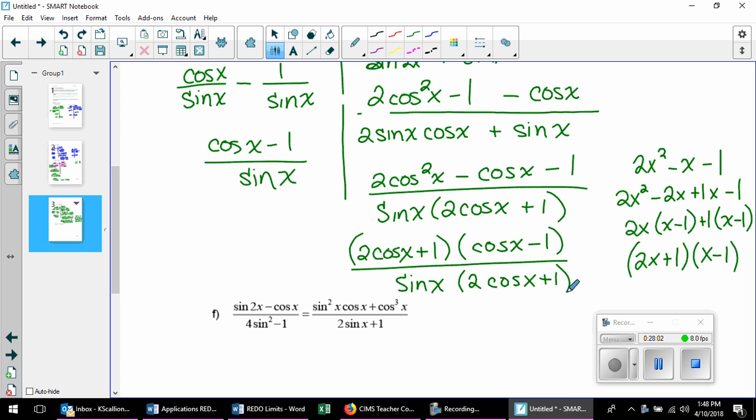So it took me 3 attempts. Looking at it, it just didn't look right. There wasn't anything I could simplify. But this works. This cancels with this. I'm left with cos x minus 1 over sine x. So after that factoring, I'm going to say that left-hand side equals right-hand side.